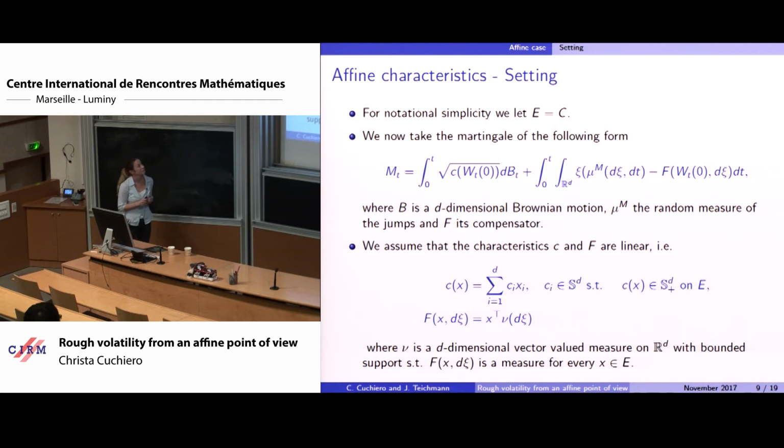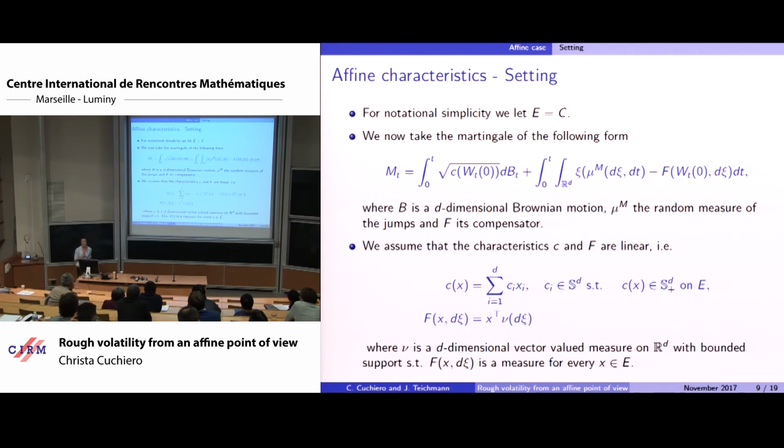Now I come to the affine case. This was very general, with no assumption on the form of the characteristics, but now I assume for simplicity that we have only the cone case, then the notation gets a little bit simpler. And the martingale now is an affine martingale in the sense that the characteristics are linear functions. So this C is what Martin called A, I think. This C is a linear function in the components of Xi. Here we plug in only the evaluation of our variance swap at zero.